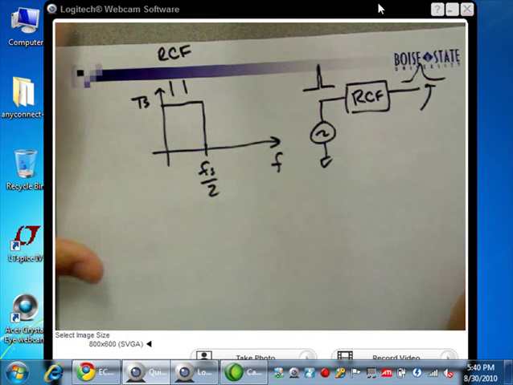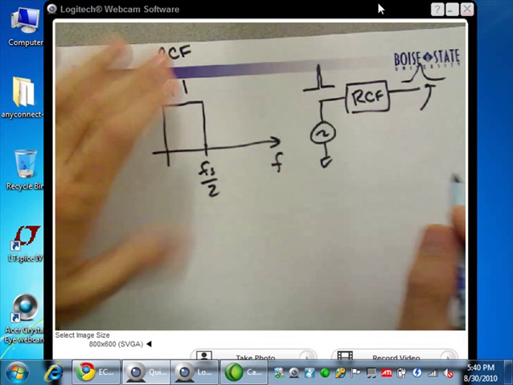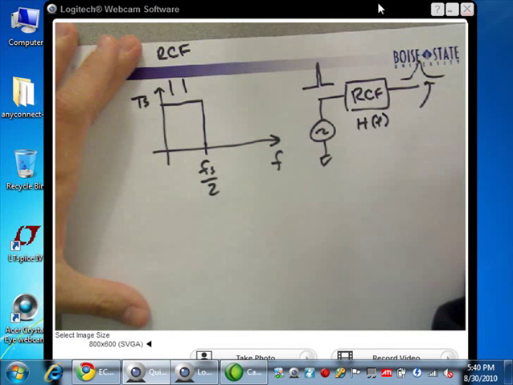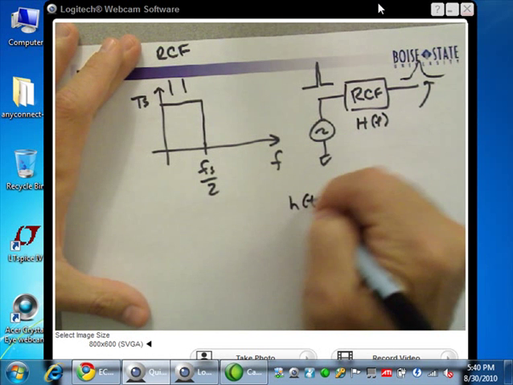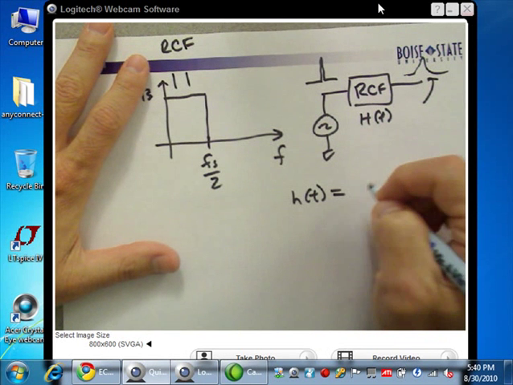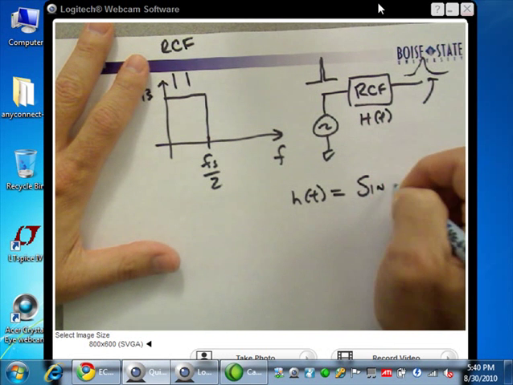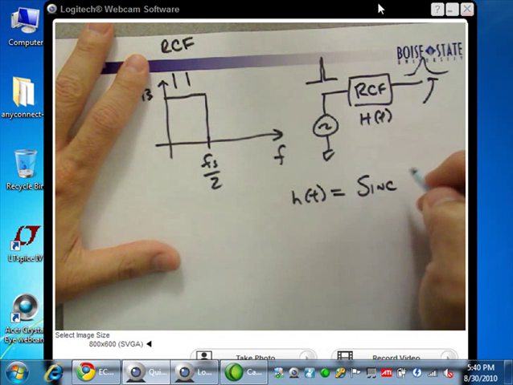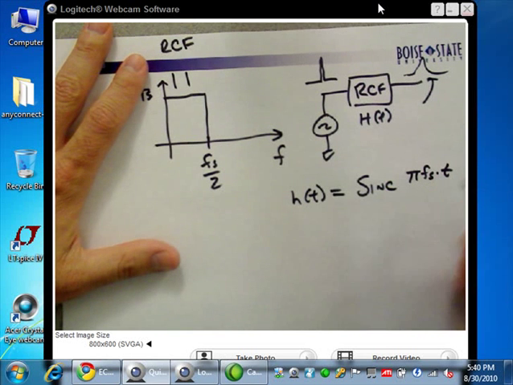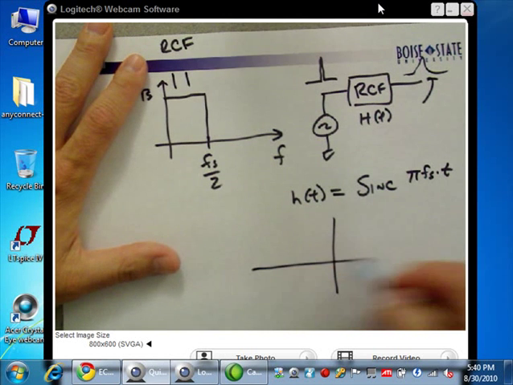If I do that, this is the top of page 32. What I end up getting is an impulse response. If this has a frequency domain response H of f, I get an impulse response h of t, which is the sinc, sine x over x, of pi fs times t, and the impulse response then looks like this.